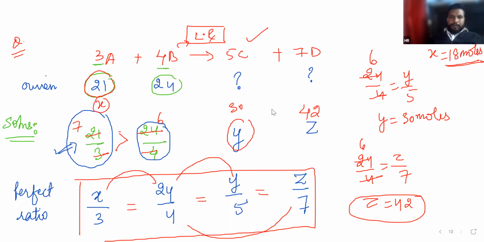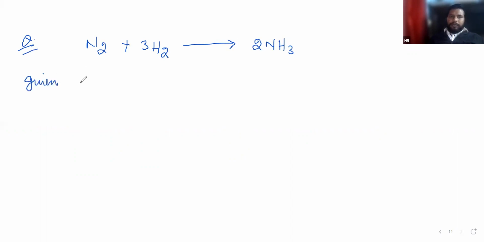Now, I have a question. N2 plus 3H2 will give 2NH3. Okay. Now, given moles is 10 moles of N2 and 15 moles of H2. This is given. Okay. Now you need to find, just see what you need to find.